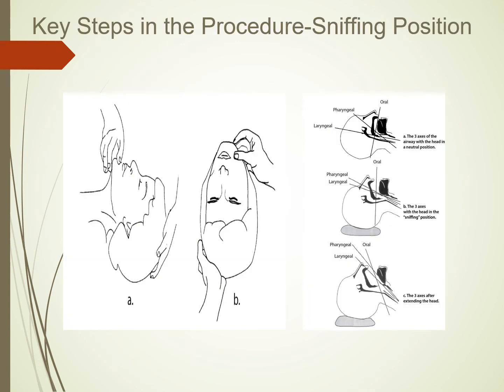A little bit more elaboration on the sniffing position here, and you can kind of see, the A and B on the left-hand side in the center is actually the sniffing position. All the way over on the right-hand side is kind of like, okay, well, what is it doing? It's aligning, if you will, the airway opening, the mouth, better aligning it, I should say, with the glottis.